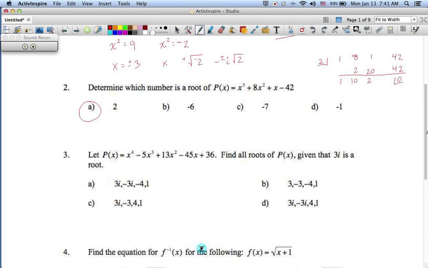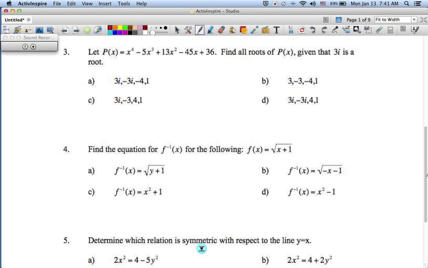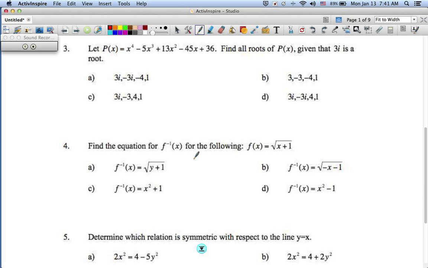Number 3 here. Let p of x equal that quartic polynomial. Find all roots of p of x given that 3i is a root. So if 3i is a root, remember they come in conjugate pairs. That implies that negative 3i is a root. So right off the bat, b is out, right? There's no positive and negative 3i. In fact, c is also out. So I really have 2 to choose from here. And looking at them, and this is the benefit of multiple choice, they both contain positive and negative 3i and the 1's.